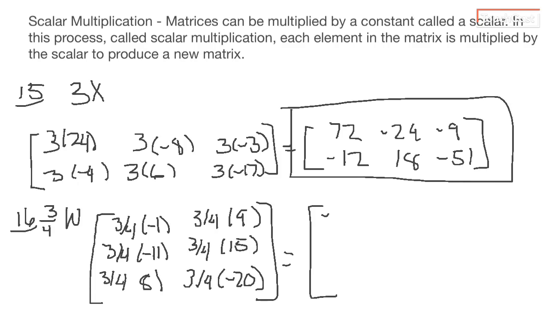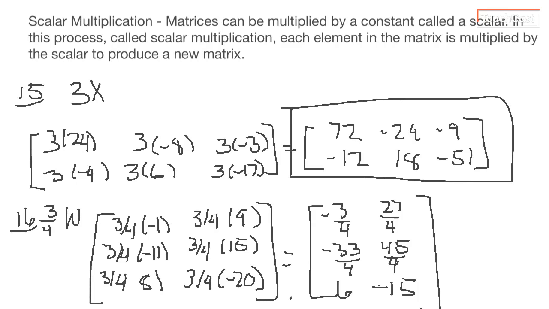Negative 1 times 3/4 is negative 3/4. 9 times 3/4 is just 27/4. We can just multiply the numerator. We're going to get negative 33/4. We're going to get 45/4. We're going to get 6 and negative 15. So we can also simplify the fraction if possible. So 15 and 16, done. Let's look at 17.